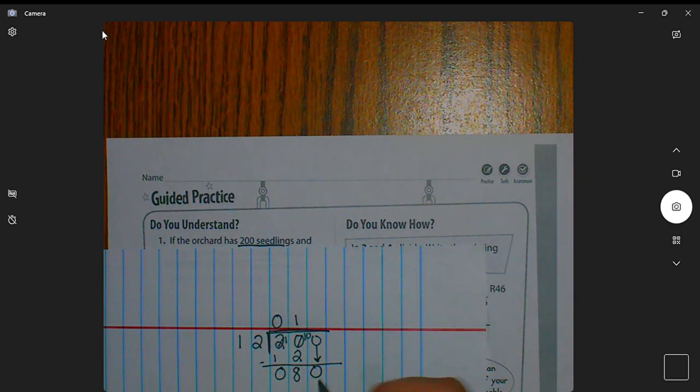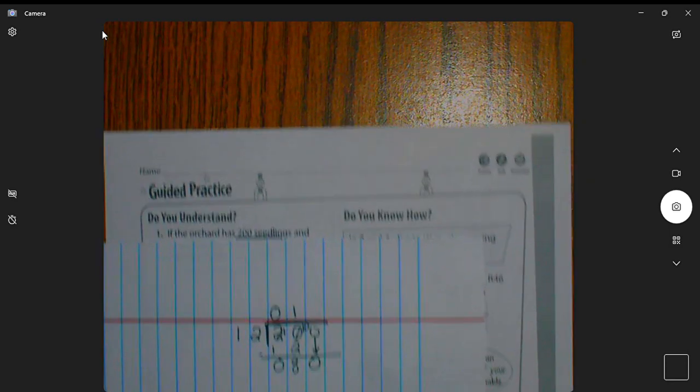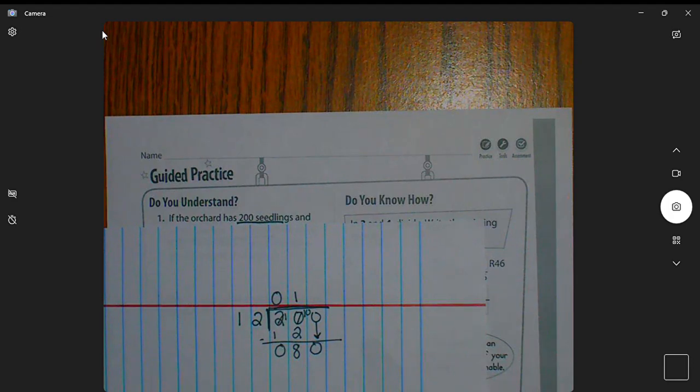So, my next question, can 12 go into 80? How many times can 12 go into 80? If you said yes, you would be correct. How many times can 12 go into 80? You're right. I'm going to count just to make sure, though.